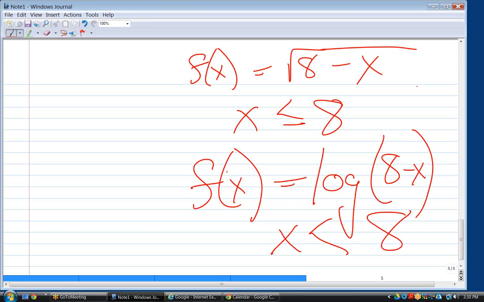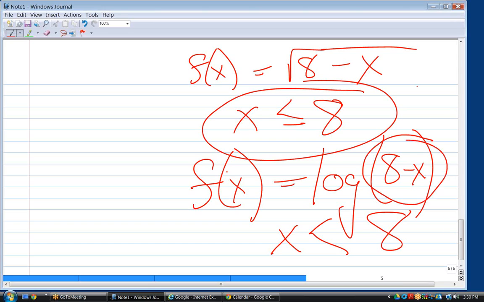In other words, you can take the square root of 0, but you cannot take the log of 0. You can only take the log of positive numbers. So for the square root function, this is the answer. But just take note that the log function is more restrictive than the square root function is. Log functions, whatever's in the argument, has to be greater than 0. It cannot even be equal to 0.